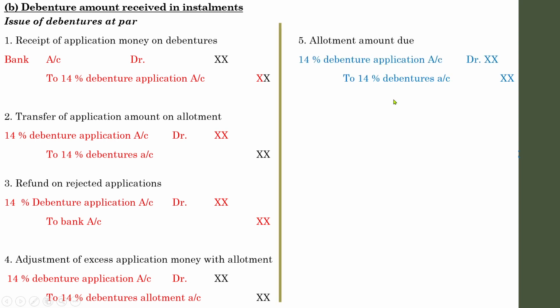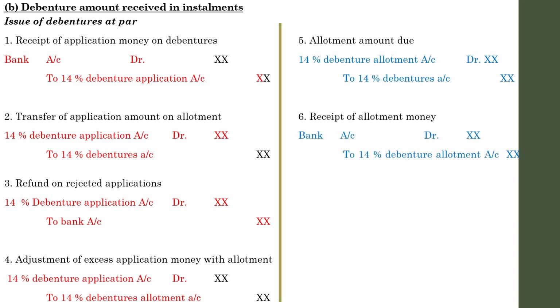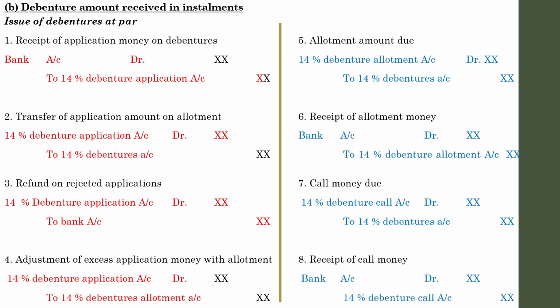Next case, when the allotment amount is due, that is the second installment. First is the due entry: 14% debenture allotment account debit to 14% debentures. Next is the payment entry: bank account debit to 14% debenture allotment. Next is the call money due. The entry will be 14% debenture call account debit to 14% debentures account, and finally the receipt of the call money: bank account debit to debenture call account, for the amount specified in the question.